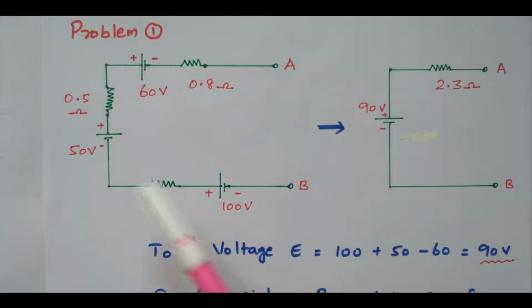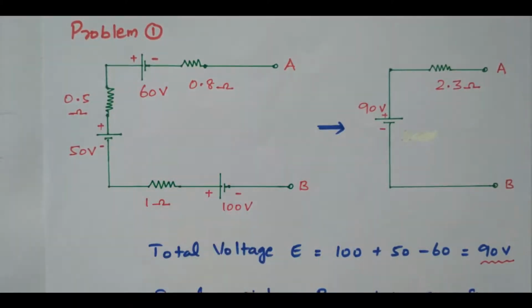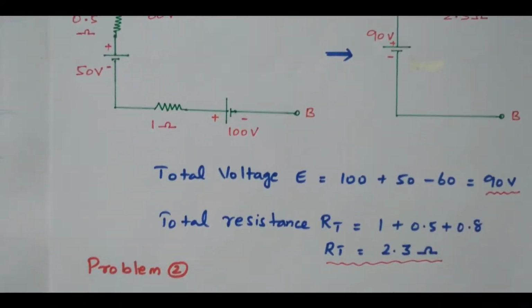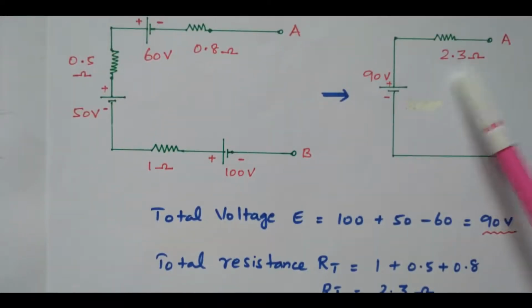If it is minus plus, minus plus, minus plus, we can add as it is. If any polarity is changed, minus plus and plus minus, we need to subtract. So 100 plus 50, 150, from that you subtract 60, which gives 90 volts. The resultant voltage will be 90. What about the resistor? We can add the resistors as they are, because all resistors are connected in series. So we add 1 ohm, 0.5 ohm and 0.8 ohm. This is 2.3 ohm. So the total resistance will be 2.3 ohm.